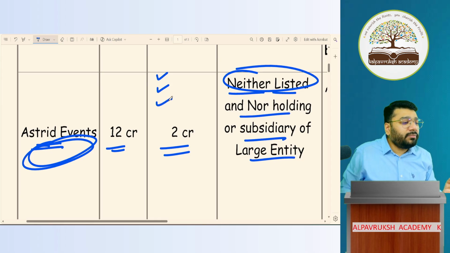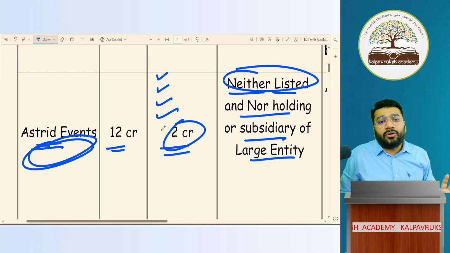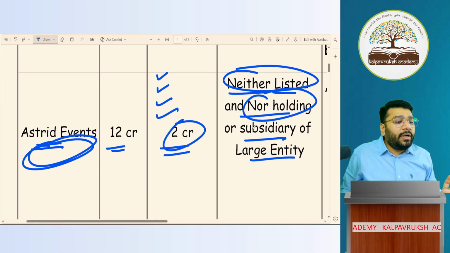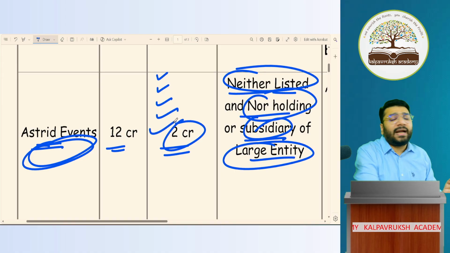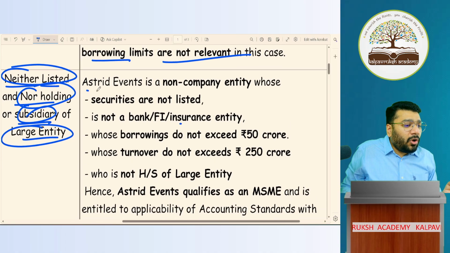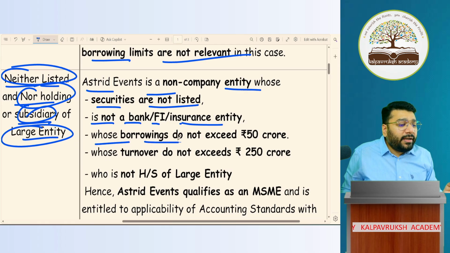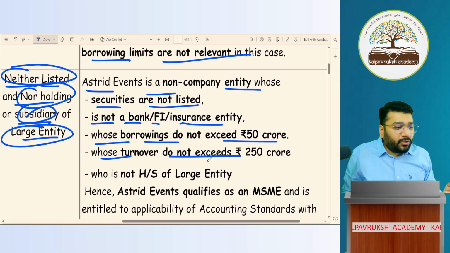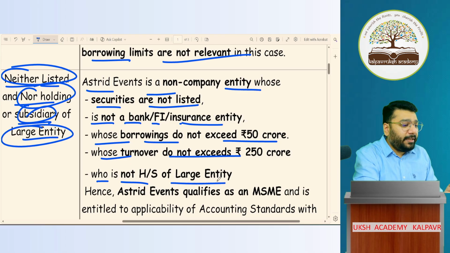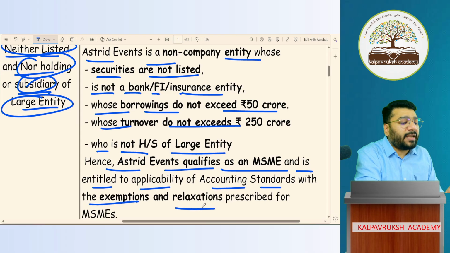Okay. Third condition, turnover is less than 250 crore. Borrowing is less than 50 crore. And it is neither holding nor subsidiary of a large entity. All five conditions satisfied. So the entity is an MSME. It is a non-company entity whose securities are not listed, is neither a bank, FI nor insurance entity, whose borrowing does not exceed 50 crore, whose turnover does not exceed 250 crore, and which is not holding or subsidiary of a large entity. Hence, it qualifies as an MSME and is entitled to applicability of AS with the exemptions and relaxations prescribed for MSMEs.